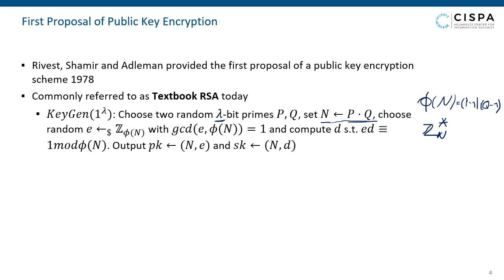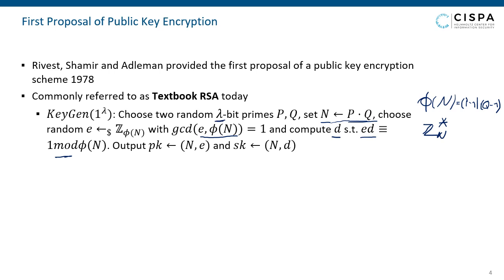Okay. Now we choose ourselves a random E modulo phi of N such that the GCD of E and phi of N is 1. And once we have such an E, we can compute a D modulo phi of N such that E times D is 1 modulo phi of N.